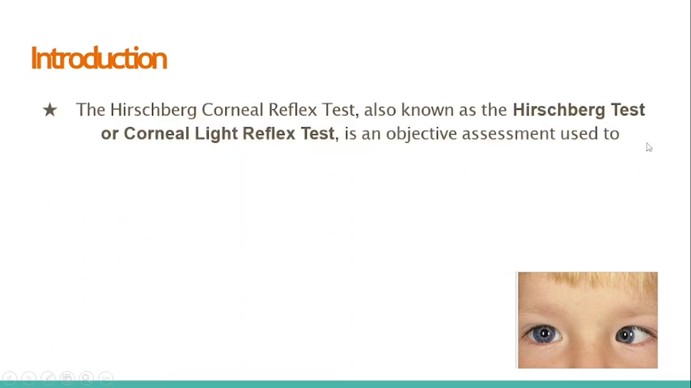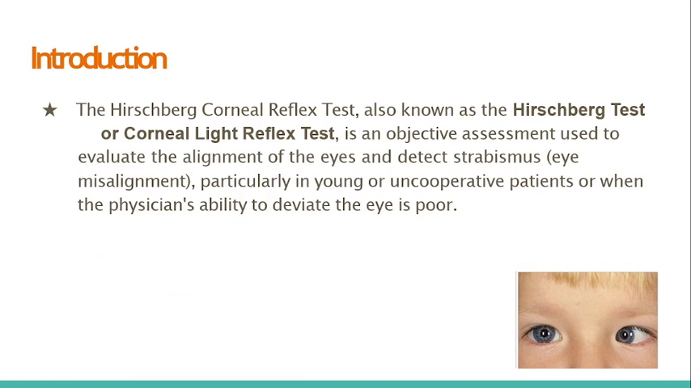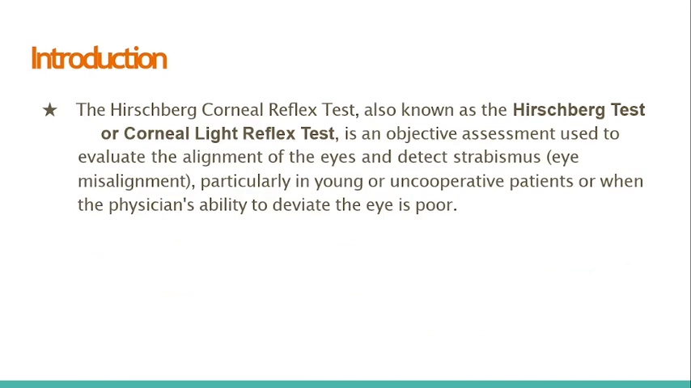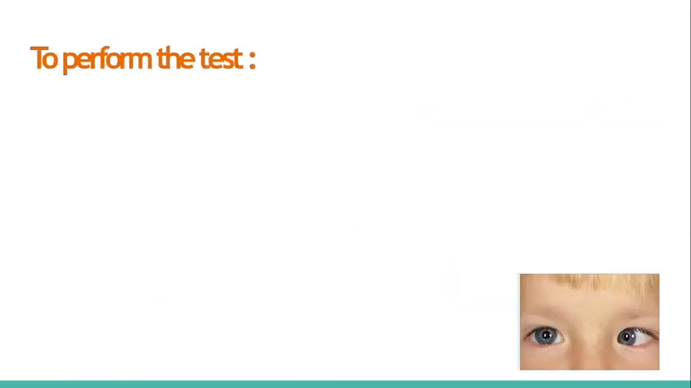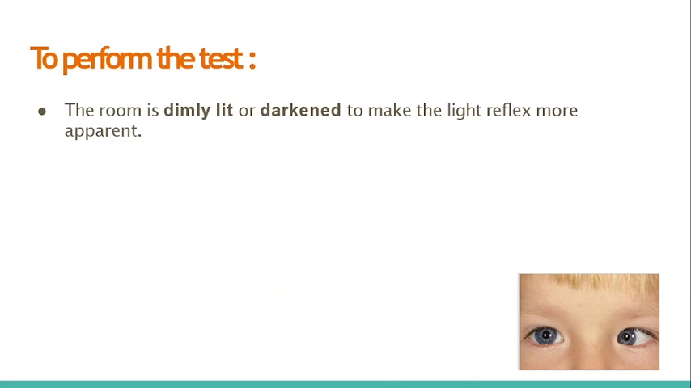Introduction. The Hirschberg Corneal Reflex Test, also known as the Hirschberg Test or Corneal Light Reflex Test, is an objective assessment used to evaluate the alignment of the eyes and detect strabismus, particularly in young or uncooperative patients or when the physician's ability to deviate the eye is poor. It provides a rough estimation of the angle of manifest strabismus and uses the first Purkinje image to assess the eye's deviation. To perform the test, the room is dimly lit or darkened to make the light reflex more apparent.